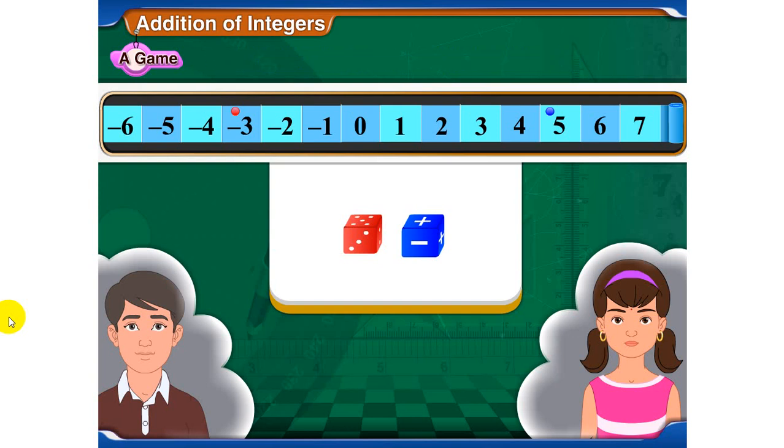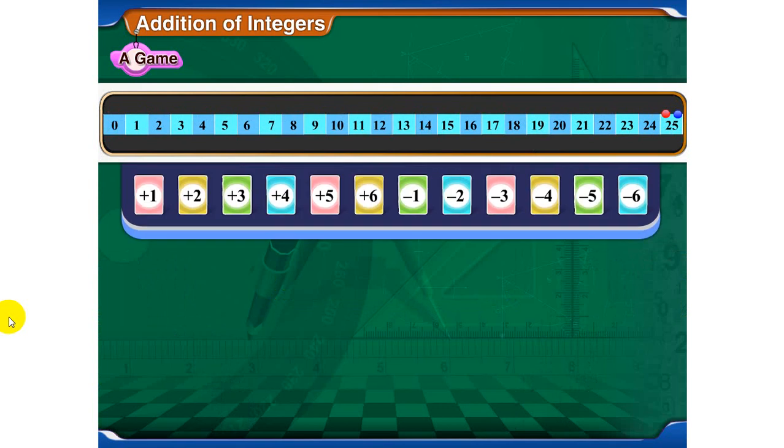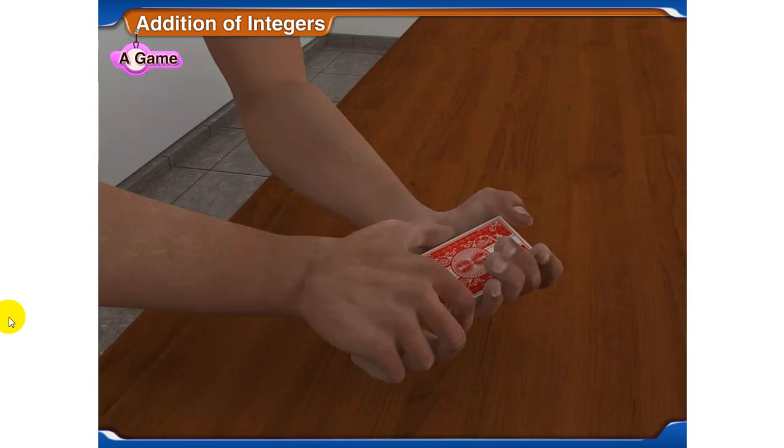Each player will throw both dice simultaneously. A player whose counter touches -25 is out of the game, and the one whose counter touches +25 first wins the game. You can play the same game with 12 cards marked with +1, +2, +3, +4, +5 and +6 and -1, -2, and so on and so forth till -6. Shuffle the cards after every attempt.